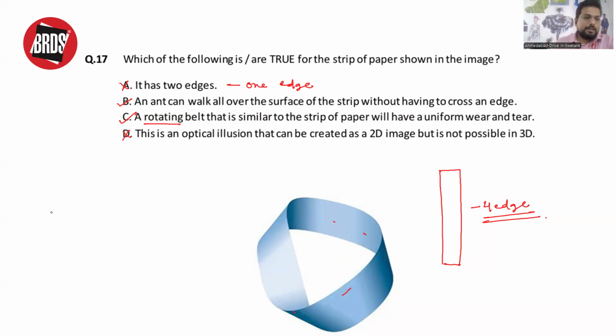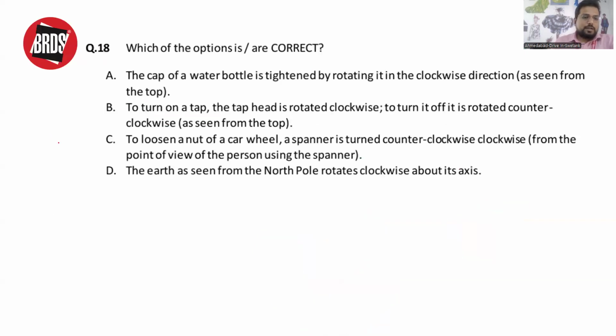Okay, moving ahead to the next one. Which of the options is or are correct? Again, a question of basic observation. The question is based on basic observation. You just have to think about the element or the object which they have discussed in this one, and on the basis of this you can very simply get which of the options is correct. Like, the cap of a water bottle is tightened by rotating it in the clockwise direction.